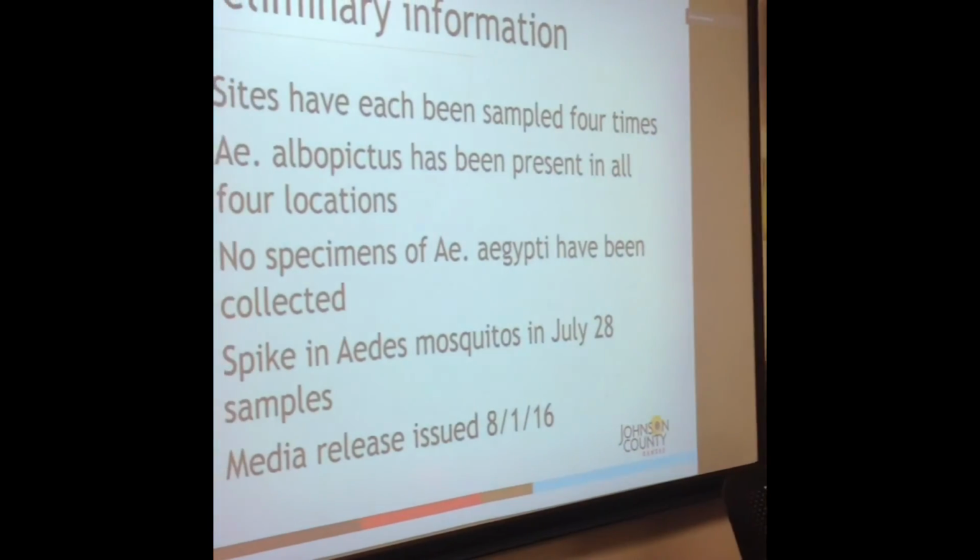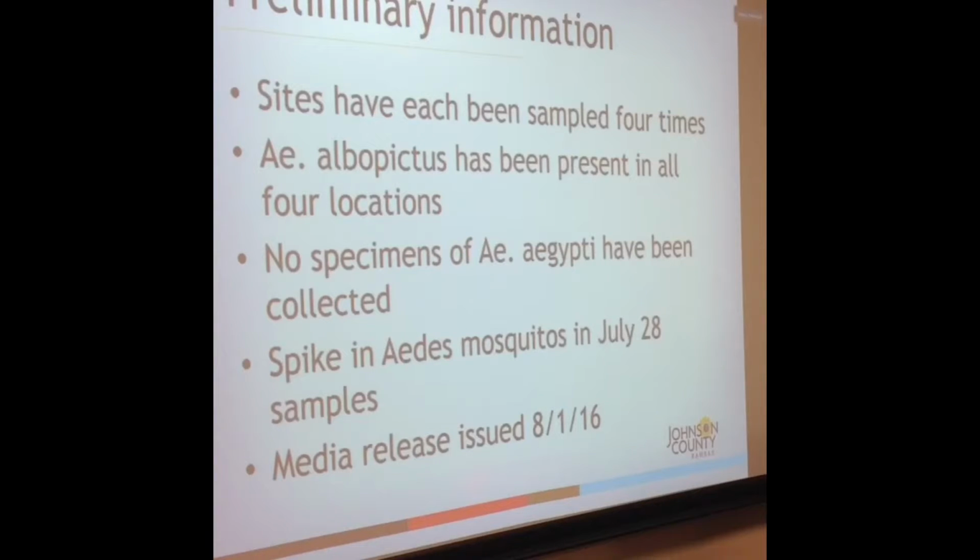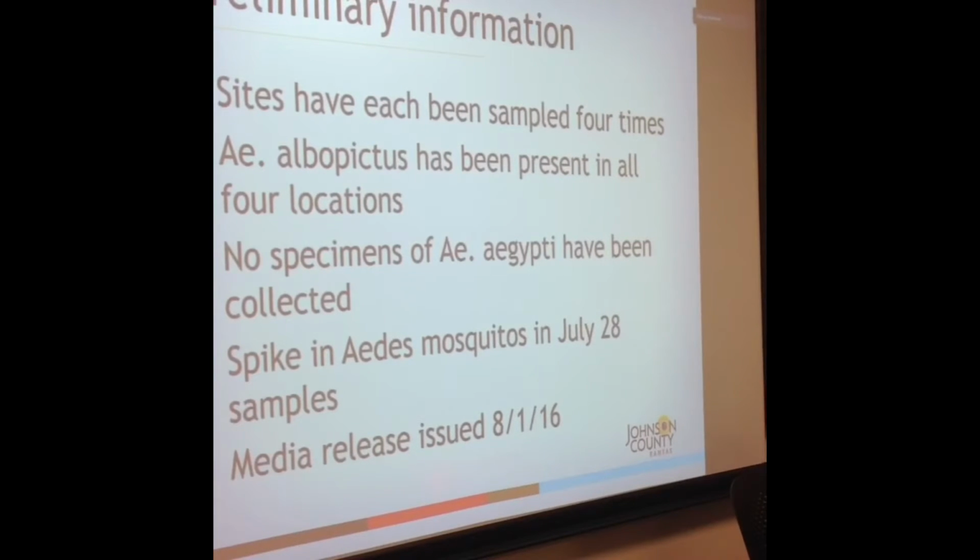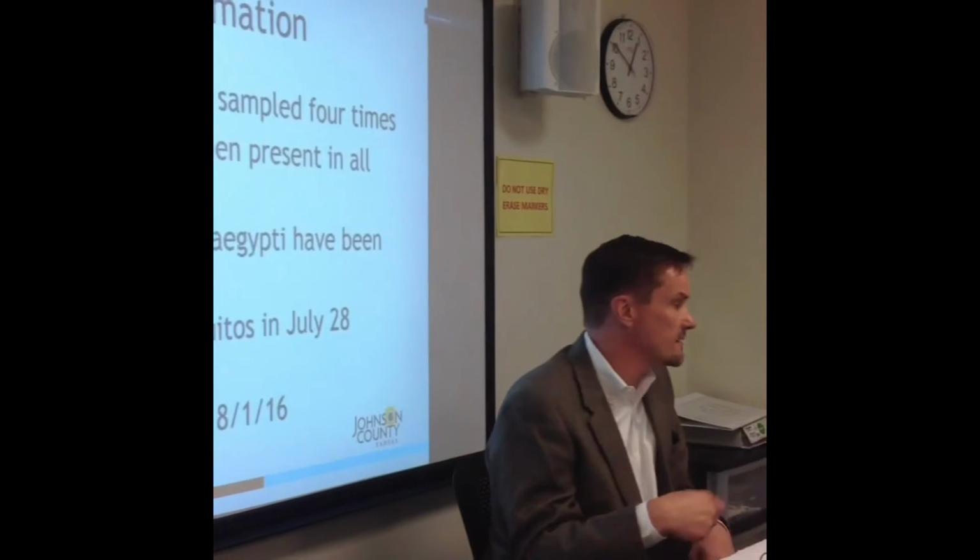So we have sampled 4 times at each of these 4 locations. As of the most recent sample, which was collected July 28, we have found Aedes albopictus in all 4 locations. Now that's kind of new because prior to the 28th, we really weren't seeing great numbers of Aedes albopictus. But whereas we caught about 6 mosquitoes on the 14th, as of July 28th, we had seen about 63 Aedes albopictus across the 4 locations. So we do know that the population of the mosquito is growing.